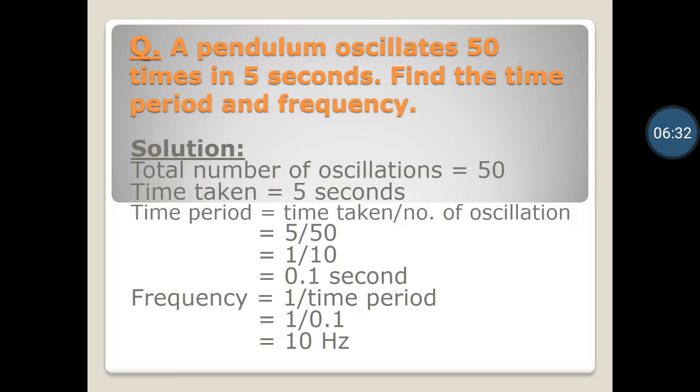We know the formula: time period is equal to time taken divided by number of oscillations completed by the pendulum bob. So 5 by 50, that is 1 by 10, which is equal to 0.1 second. So the time period is 0.1 second. Frequency is equal to, by the formula, 1 by time period. So 1 by 0.1 which is equal to 10 Hz.